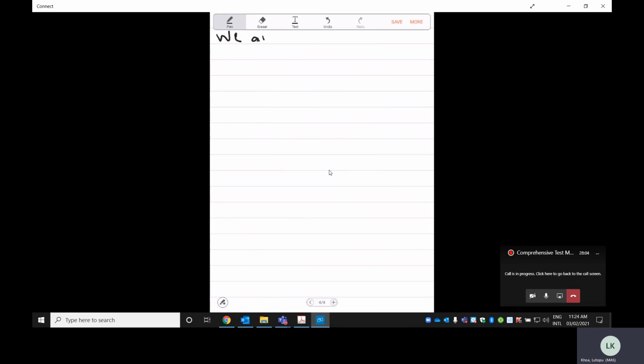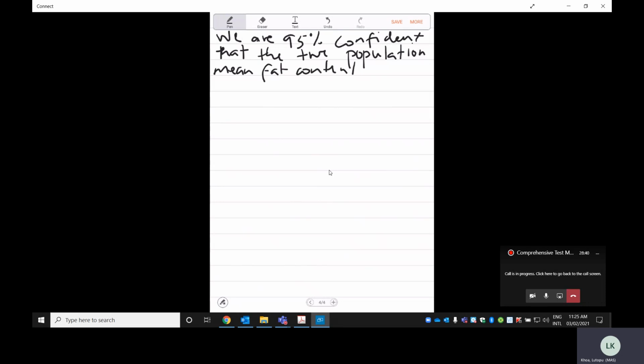Say we are 95% confident that the true population mean fat content lies in the interval from 16.9367% to 21.0633%. Okay, so that's how you would do the question.